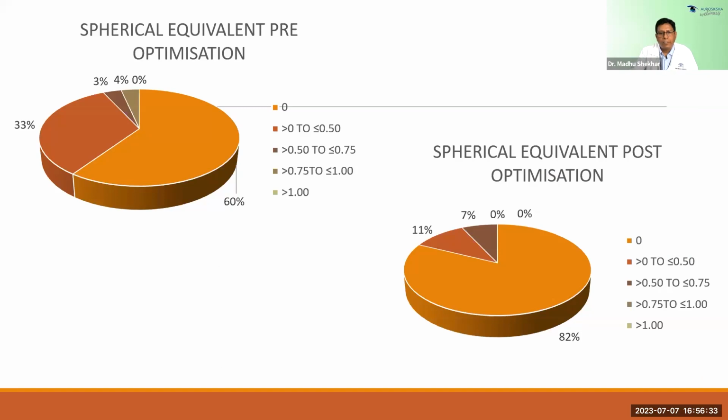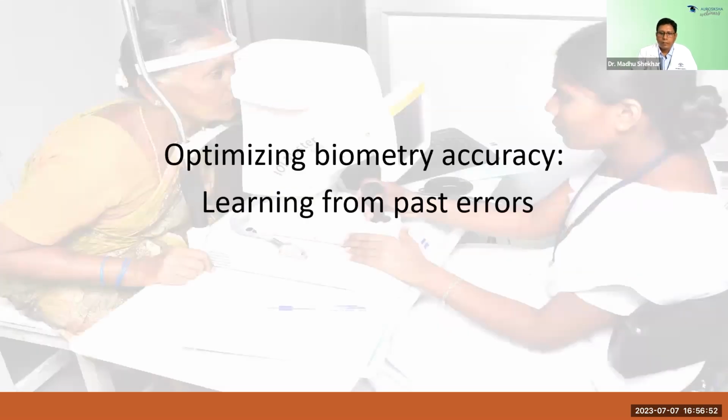You see that pre-optimization of that A constant, the spherical equivalent was close to 0 in 60% of cases. After optimization, the spherical equivalent was close to 0 in 82% of cases. So we can learn from our past errors also, how we can improve our accuracy of IOL. We have so many examples of errors which we review every month in our internal biometry meeting, so that we can improve our biometry.